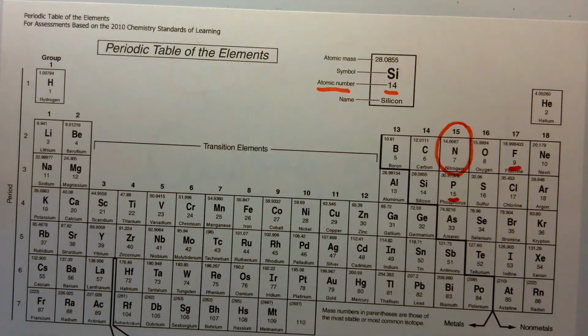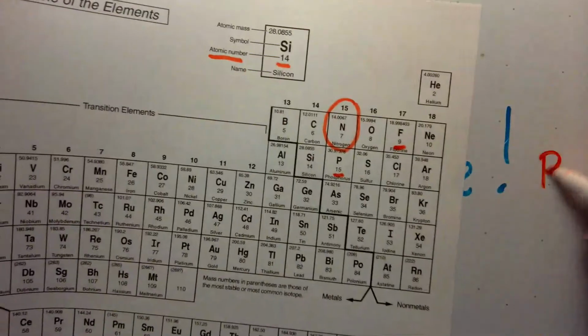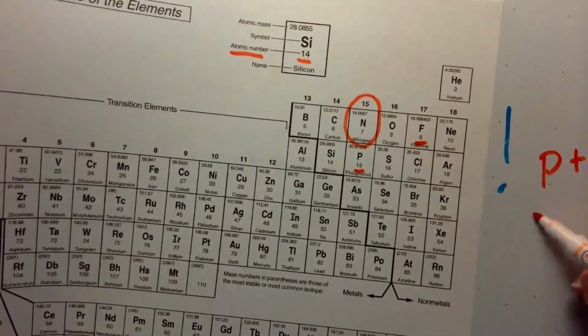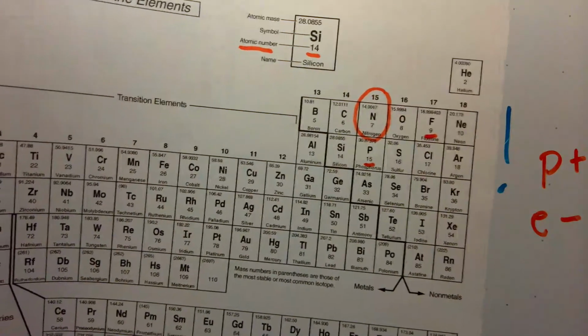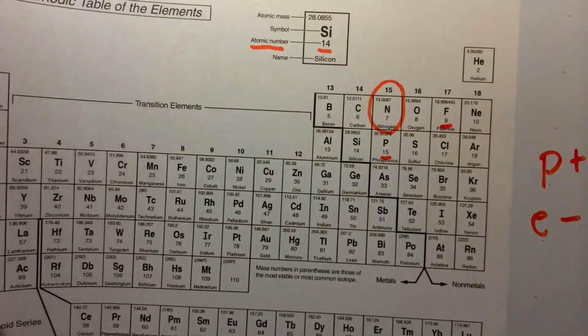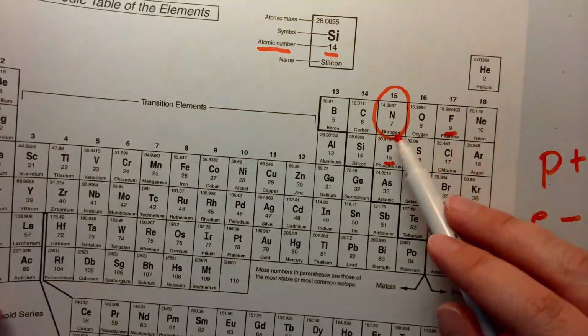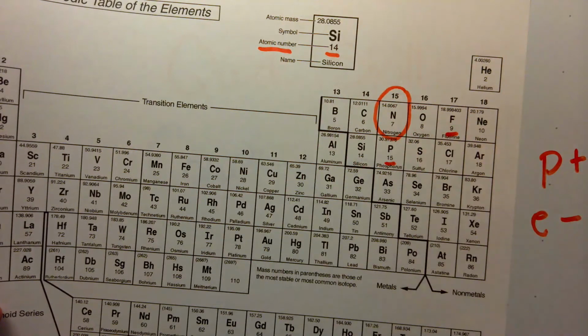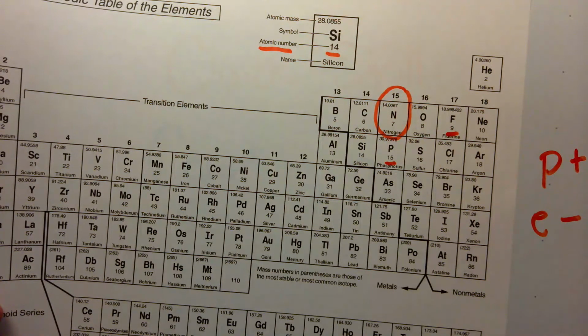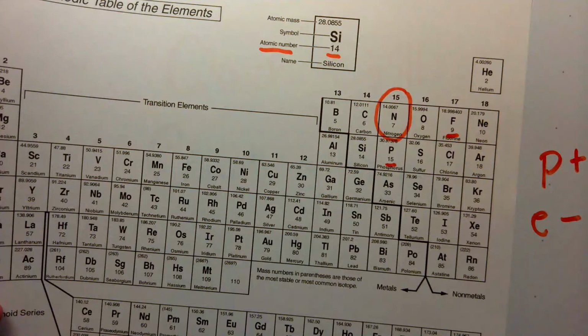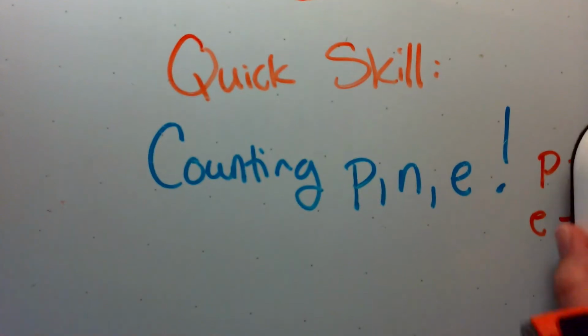Now, today we're just going to talk about neutral atoms, which means they have no overall charge. Hopefully you remember that protons are positive and electrons are negative. So if the atom has no overall charge, you can probably guess that the number of protons and electrons are the same. Okay, so let's look at nitrogen again. We said nitrogen had 7 protons, right? So if it has 7 protons and it's a neutral atom, then it must have 7 electrons as well.